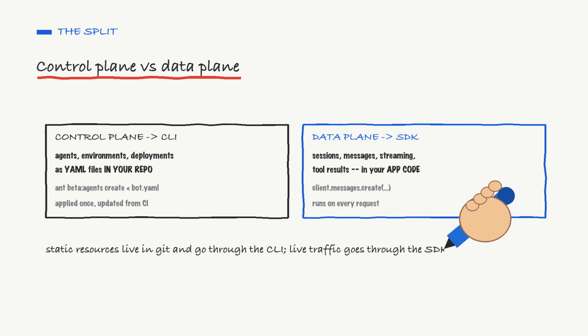Static things in Git through the CLI. Per request things in code through the SDK. Clean separation, easy audits, no ClickOps.